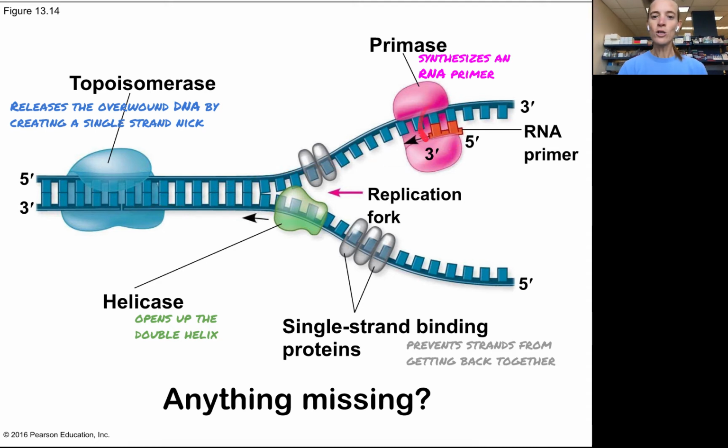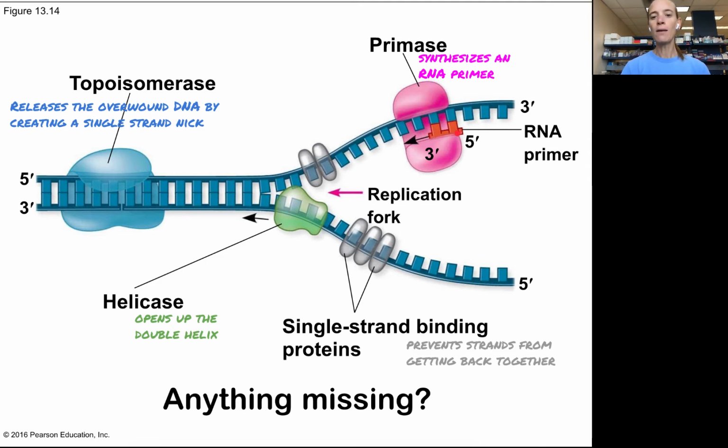We're going to have also the primase. The primase is an enzyme that will synthesize an RNA primer. This RNA primer will be absolutely necessary for the last enzyme that we're going to talk about in a second to start synthesizing the DNA.